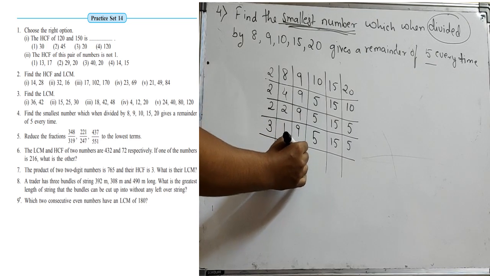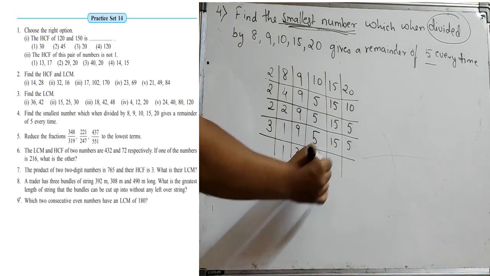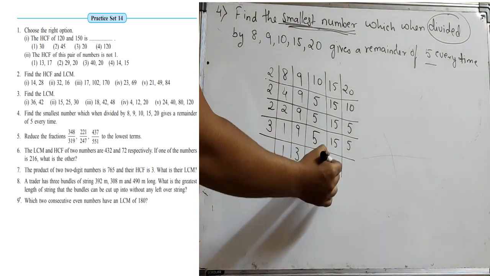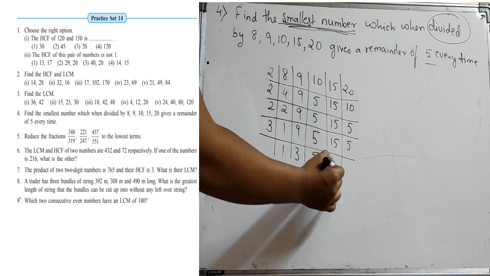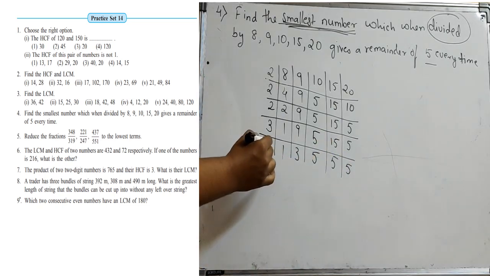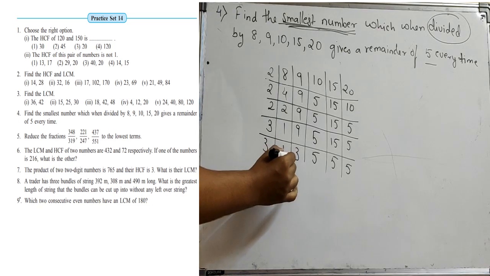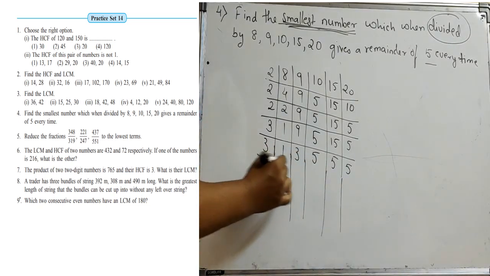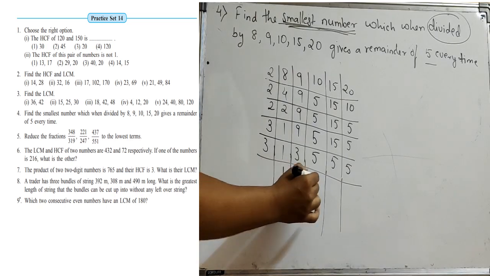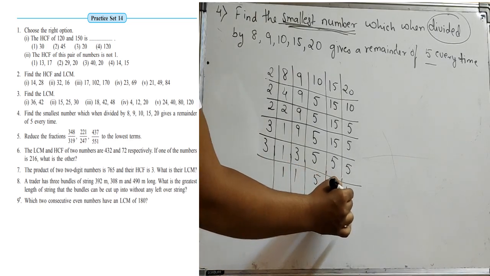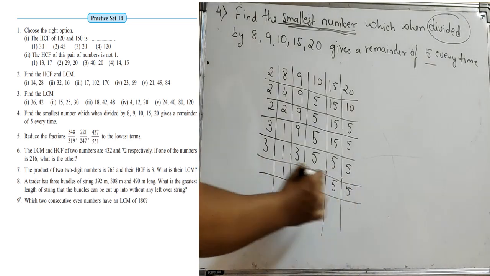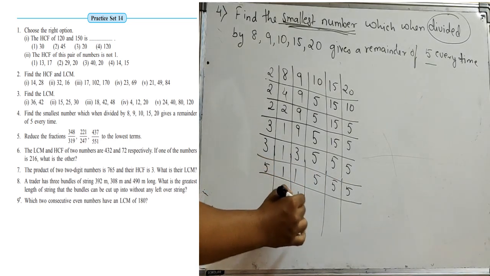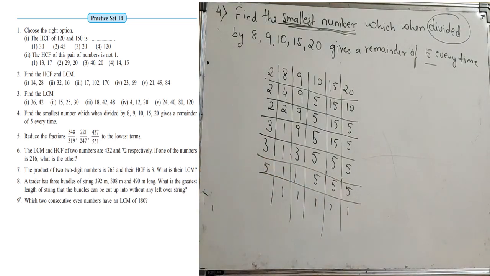So 3 3s are 9. We cannot divide 5 by 3, so I'm going to write 5 here. 15 divided by 3 is 5 and 5 again. Again 3, 1, 1, 5, 5, 5, and lastly I've got 5, 1, 1, 1, 1 and 1.